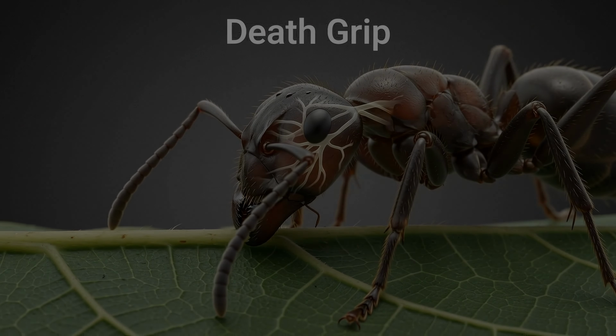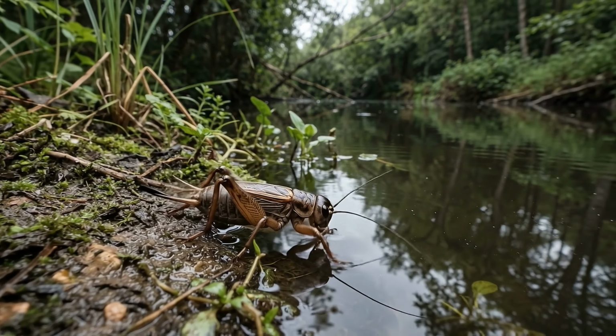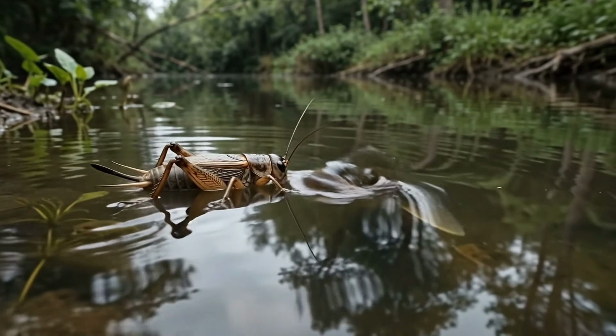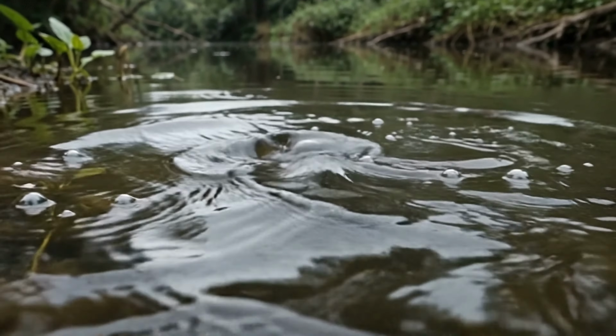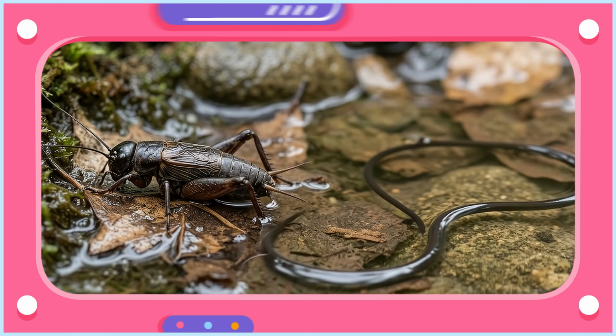And ants are only the beginning. A hairworm-infected cricket may suddenly approach water and enter it completely. For a land-dwelling cricket, that decision can be fatal. But for the worm, it is exactly what must happen.